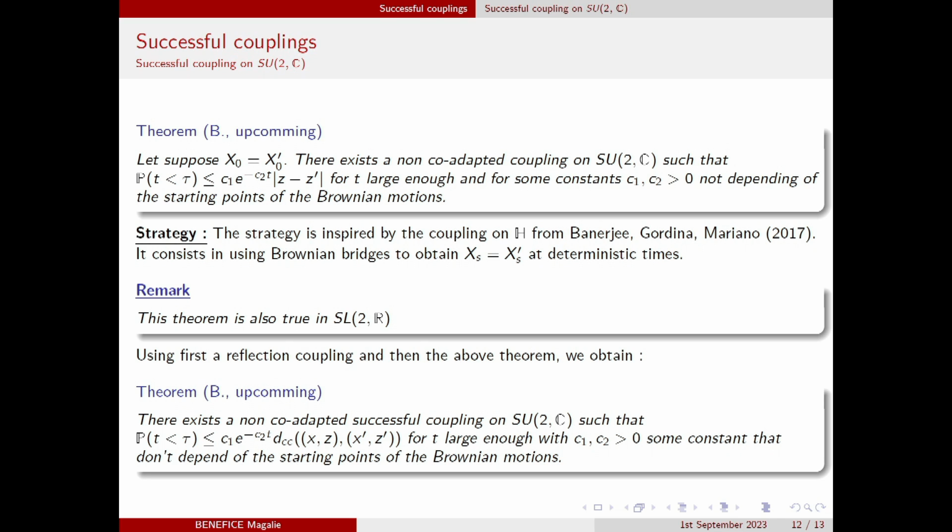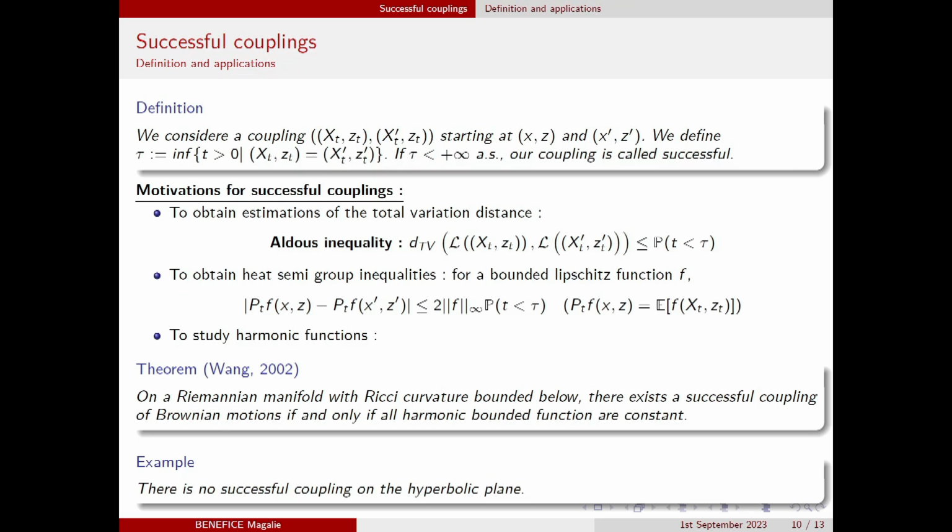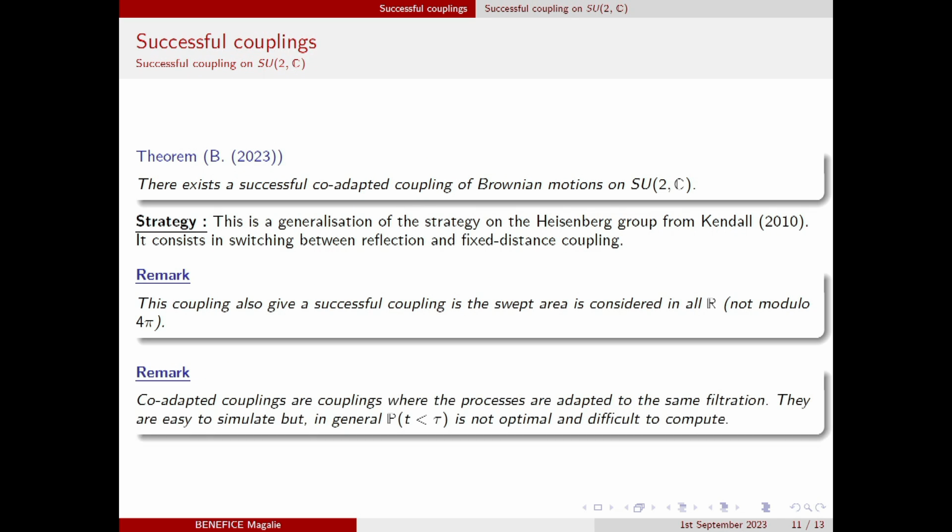So this is quite interesting because with it I can have a bound with an exponential decrease rate, depending on the Carnot-Carathéodory distance of the two starting points, and I can have results like Brownian harmonic functions are constant. So these are all the results I will try to obtain now. It won't take a long time, but it has to take time.